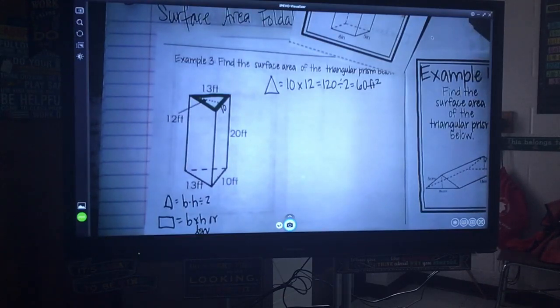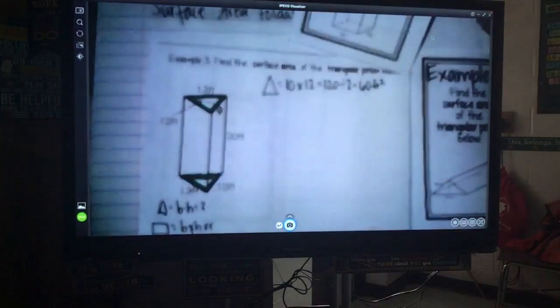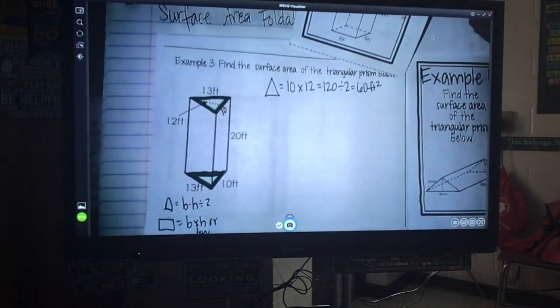Okay? I'm just making sure. Basically, you just don't divide them when you're dealing with triangular prisms or pyramids. But you are going to see me on our example divide by 2, because that's what I want you to ultimately understand that you have to do.